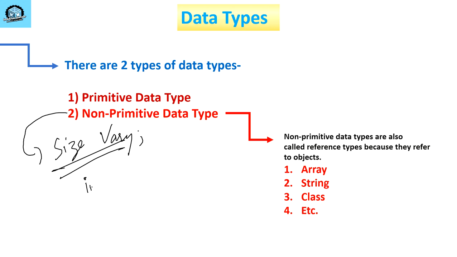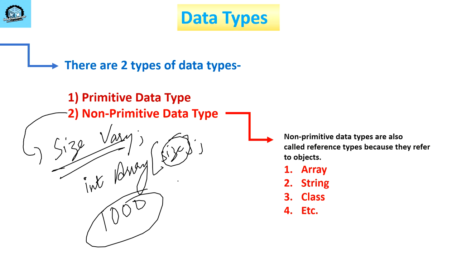Suppose I'm defining an array in C language or any language. I write an array of some size. It does not have a fixed size. Suppose I'm taking the size as input from the user. The user writes 1000, so its size becomes 1000. Suppose the user writes 10, its size becomes 10. This size varies in non-primitive data types.